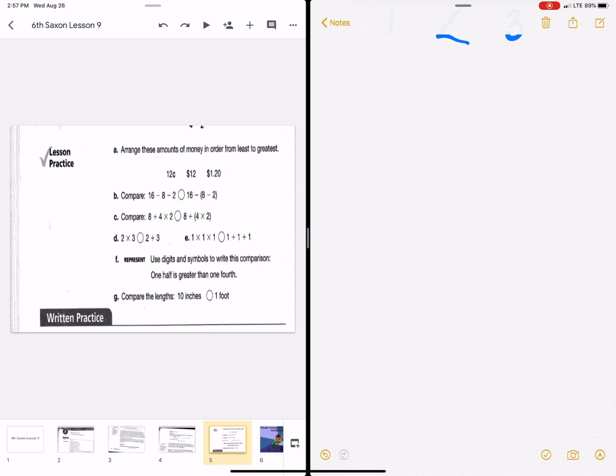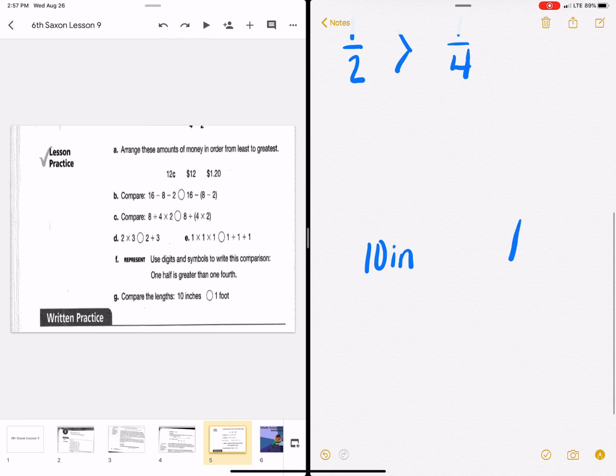Use digits to write this comparison. 1/2 is greater than 1/4. And which is longer, 10 inches or 1 foot? And because this is 12 inches, you want to have them in the same measurement. 12 is greater than 10.